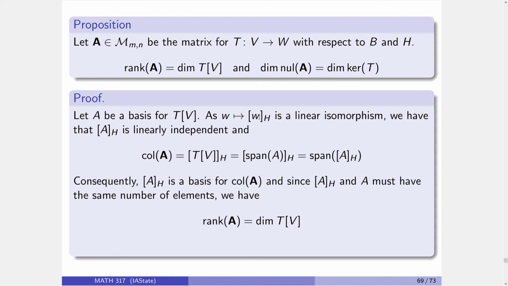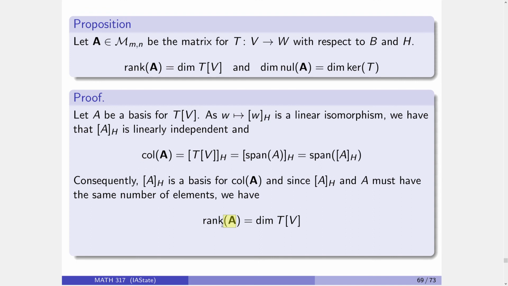Since this is a linearly independent set that spans, it must be a basis, and these have to have the same number of elements, because the coordinate transform is an isomorphism, so it's one-to-one. So the rank of the matrix A, which is the dimension of its column space, is in fact the dimension of the image of this mapping. Nice. That just pops out for free because we just demonstrated that the column space of this matrix is the coordinate transform of the range of the linear mapping that A is coming from.